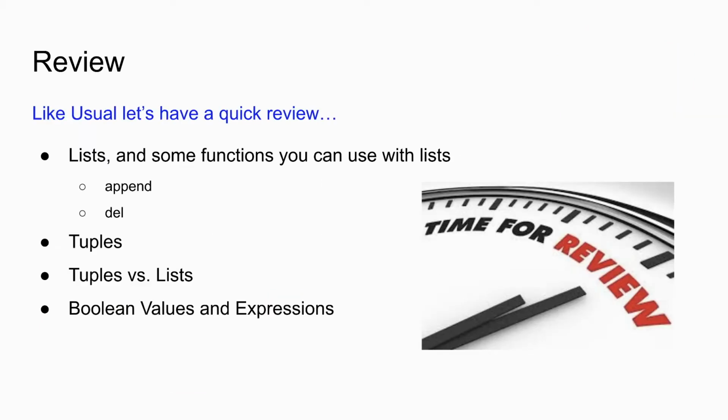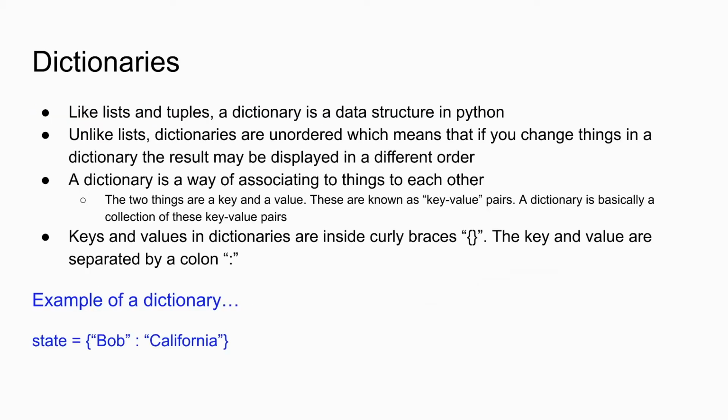Like usual, let's have a quick review of what we looked at in our last video. We talked about lists and some functions you can use with lists, such as the append function for adding items to a list and the del function for deleting items from a list. We learned about tuples and the difference between tuples and lists. And finally, we covered Boolean values and expressions. We talked about some operators you can use and how to use Booleans in your code. Now, let's get on with today's lesson.